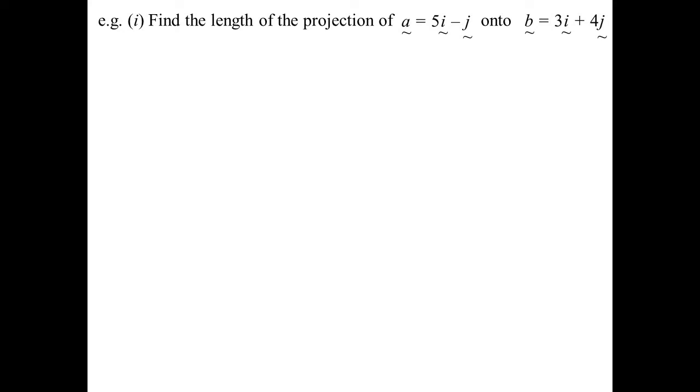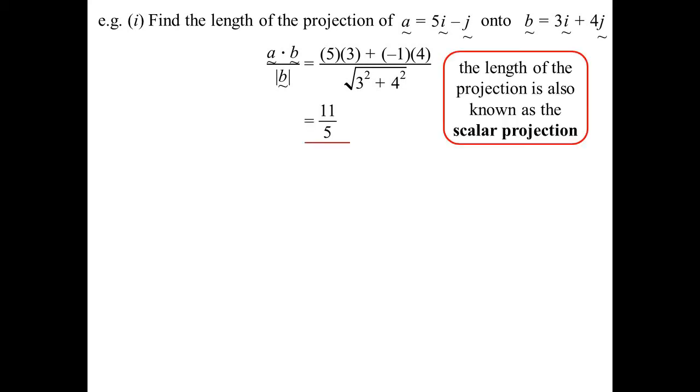Let's do some examples then. We're going to project the vector A onto the vector B. All we're interested in at this stage is the length of it. So the length would just be A dot B over the magnitude of B. Okay, so we haven't multiplied it by the unit vector. Just that. So A dot B, 5 times 3 plus negative 1 times 4. Magnitude of B, square root of 3 squared plus 4 squared. And it totals up to be 11 on 5. Now that length is sometimes known as the scalar projection, so the length of the projection.